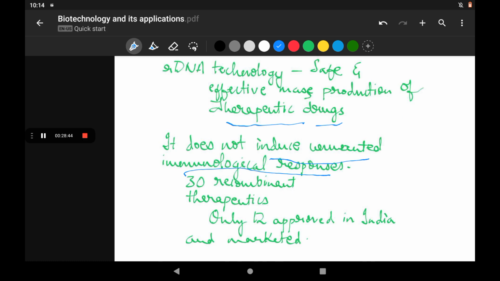So 30 recombinant therapeutics have been made throughout the world, and this information was mostly updated during 2013 or 14 when they had the syllabus. The number of recombinant therapeutics might be more or lesser, but you should just be aware of that. It is data that they gave long back. So only 12 recombinant therapeutics have been approved in India and are being marketed in India. This can be asked as a fact-based question.